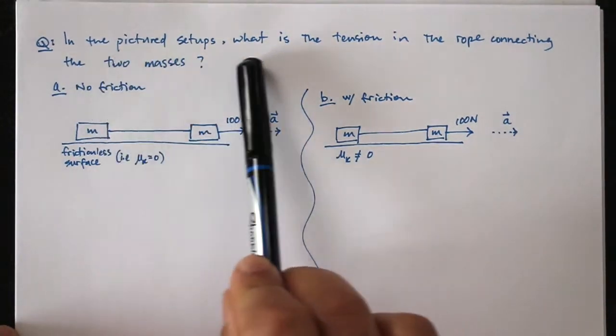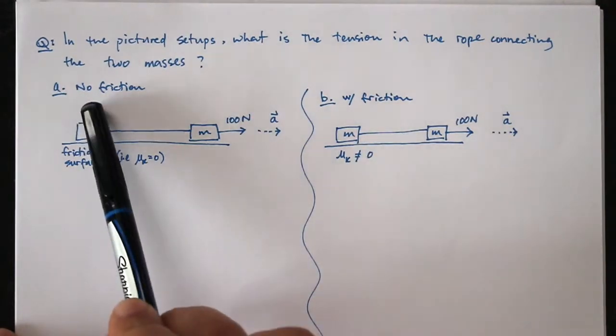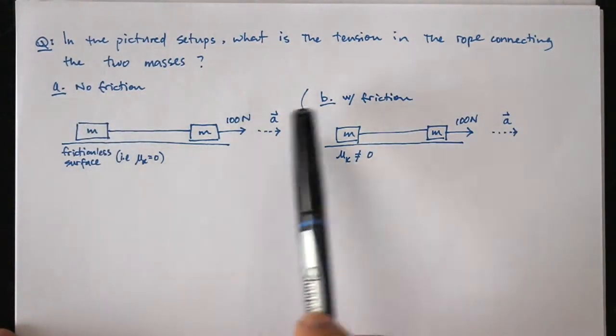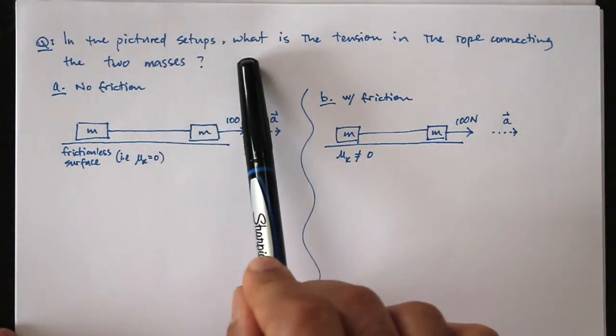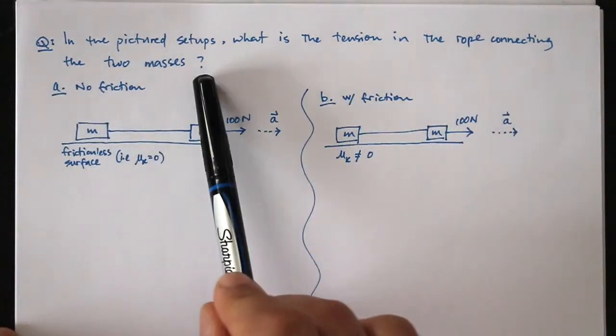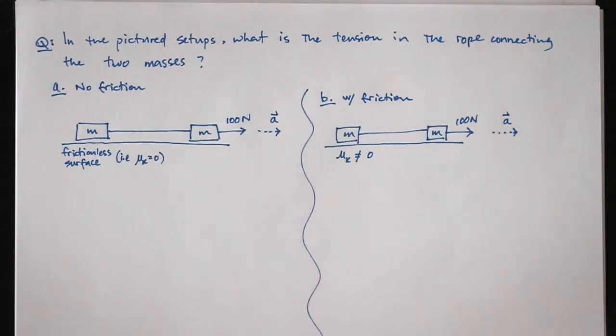And the question is, in these setups, where the difference is that here I have a frictionless surface and this surface has some kinetic friction, what is the tension in the rope connecting the two masses in these two cases, friction and no friction? So let's start with the frictionless case.